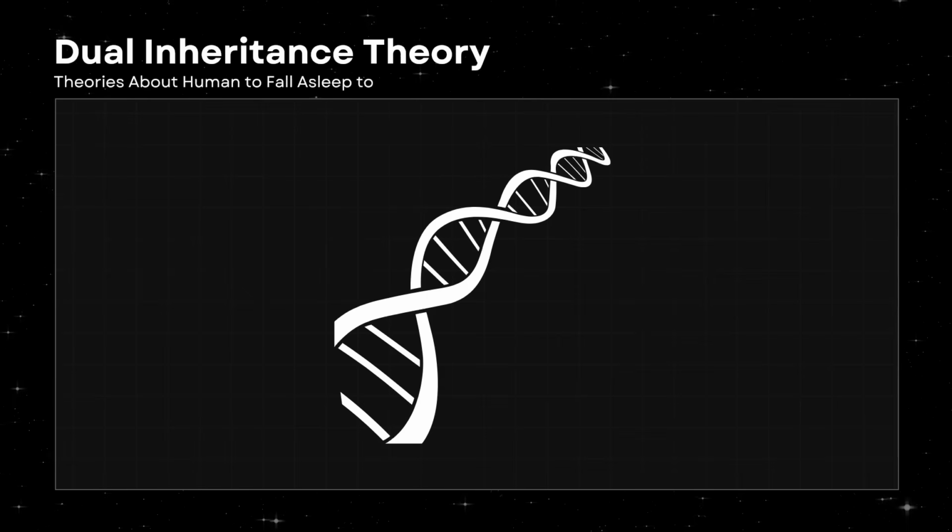Dual inheritance theory says that human behavior is shaped by both genetics and culture. It argues that we inherit two streams of information, one through our genes and one through the culture we grow up in. This theory explains how humans are different from other animals, not only in what we do, but in how we learn, share, and change across generations. It brings together biology and social learning to explain how human behavior evolves.